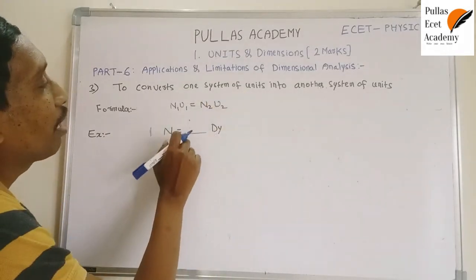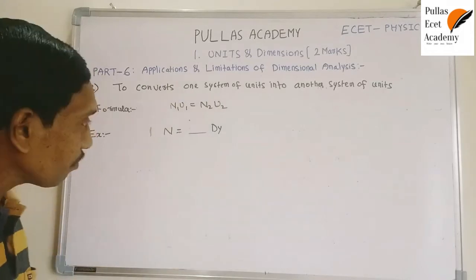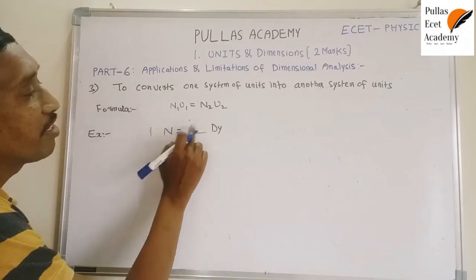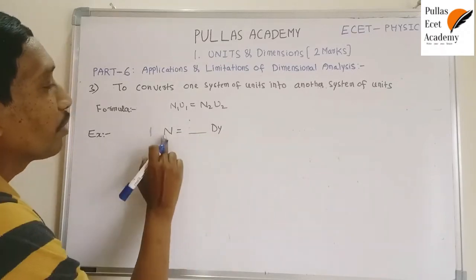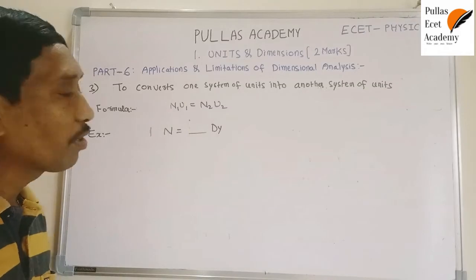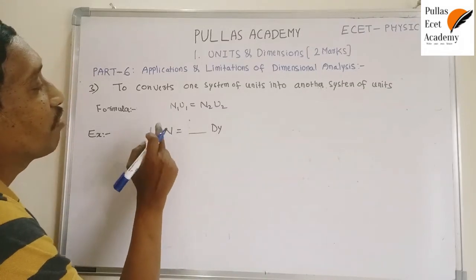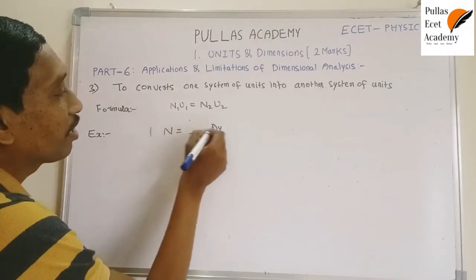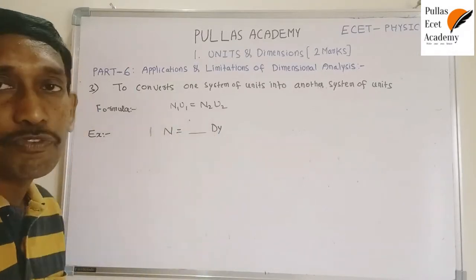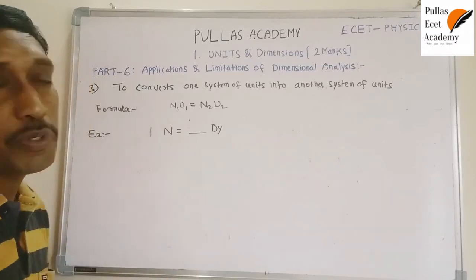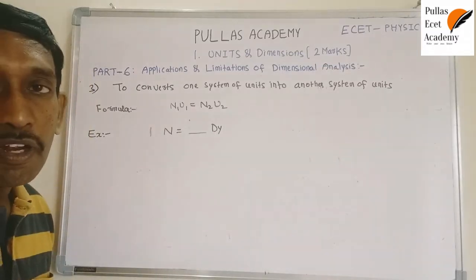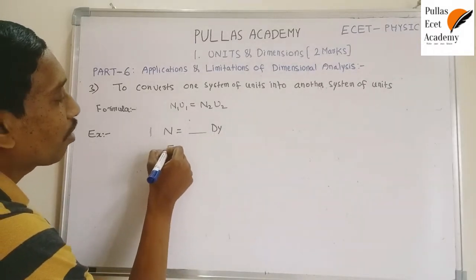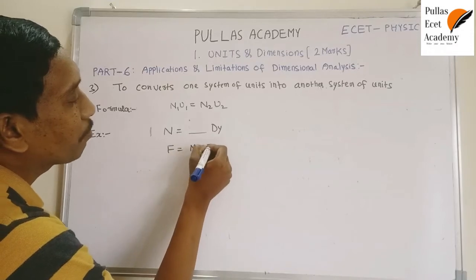It is possible by application of this formula. Here Newton is the SI unit and dyne is the CGS unit. That means the SI unit is converted into the CGS unit. Newton and dyne are both units of force. That's the concept. That's why we have to use the force dimensional formula. Before this procedure, first we need to recall the dimensional formula of force. What is the dimensional formula of force? According to the dimensional formula, force is M L T power minus 2.